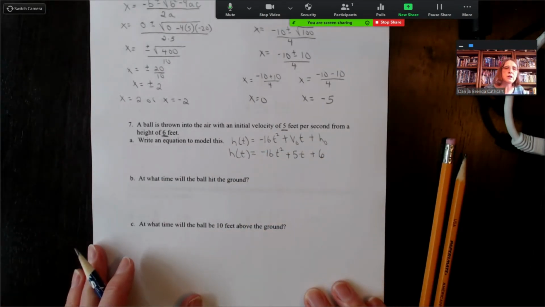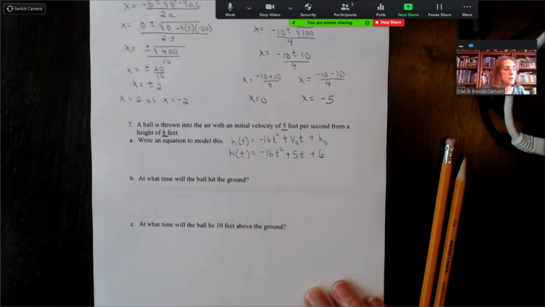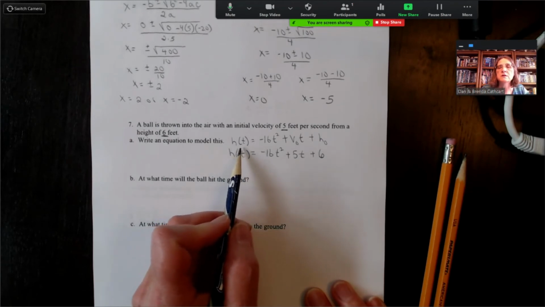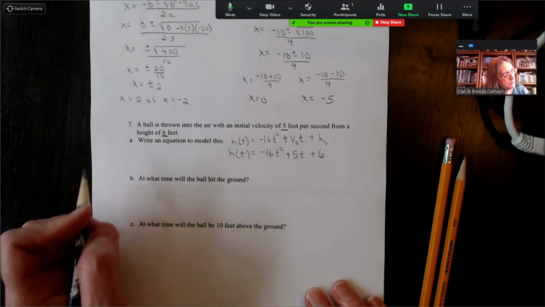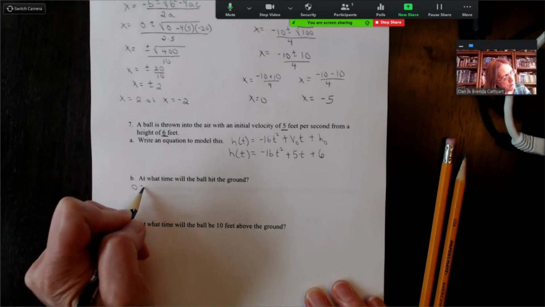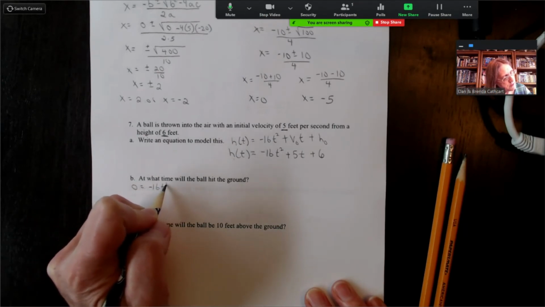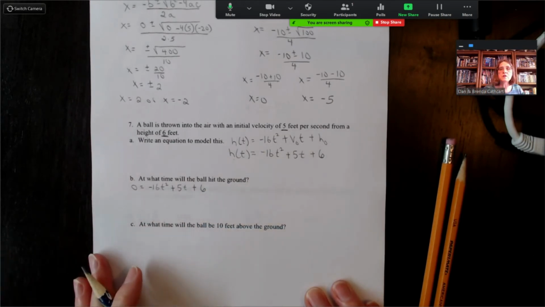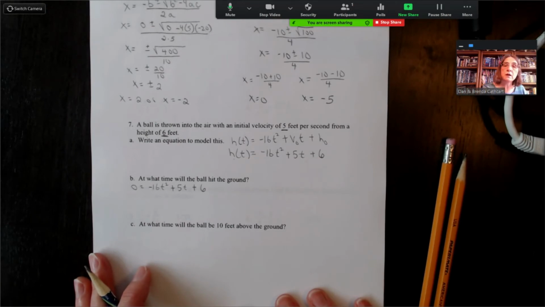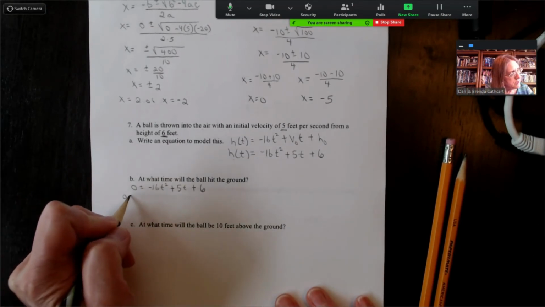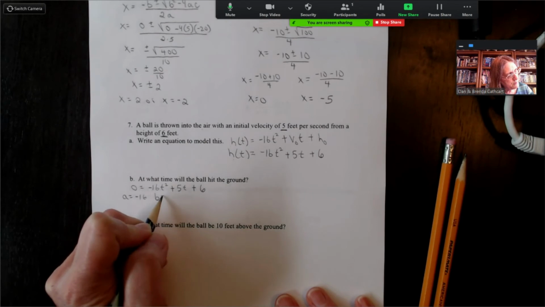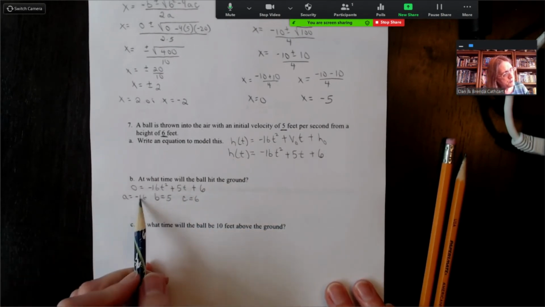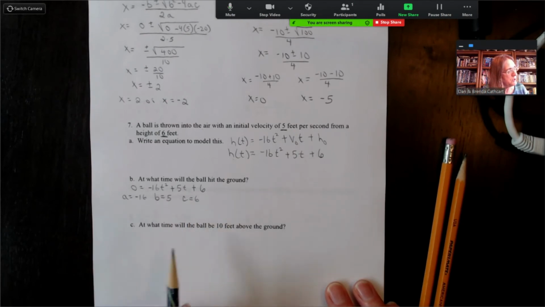Now our second question asked, at what time will the ball hit the ground? Well, the height at the ground is 0, so we're going to find the 0 of this function. We're going to plug 0 in for h of t. So we have 0 equals negative 16t squared plus 5t plus 6. We want to solve this equation so we can use our quadratic formula. Our A is negative 16, our B is 5, and our C is 6. So let's put those numbers into our quadratic formula.